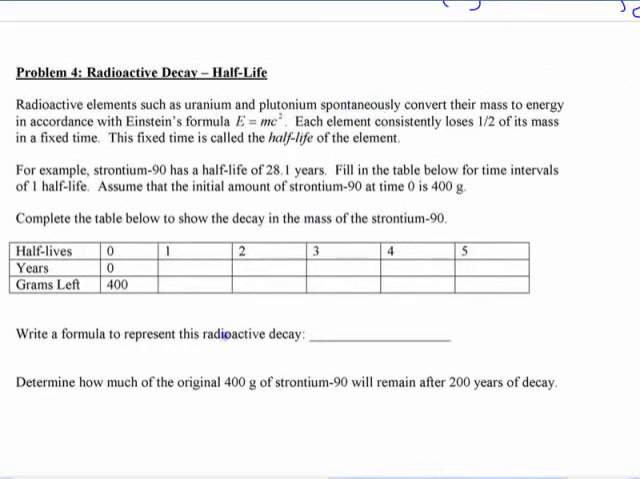Half-life is talking about if the half-life of something is 28.1 years, in that period, half of the material decays. So I'm thinking that should be enough to have you set this up here. 28.1, half the material decays. Can you try and set up a function for that?